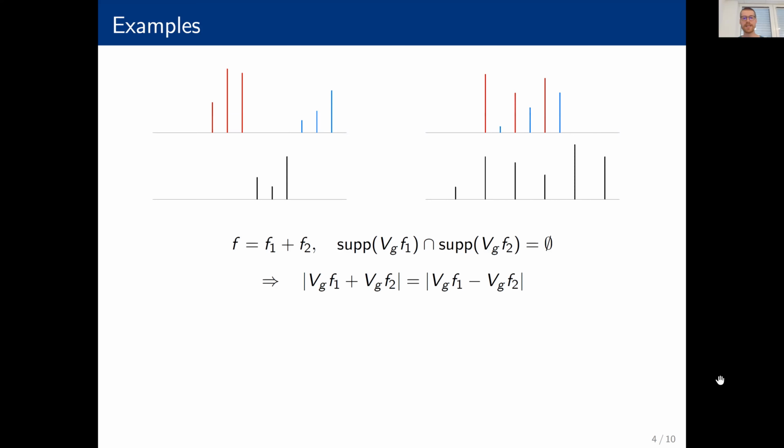So again, we basically have the same situation as before. We have a red and a blue part, and no entry from the red part can ever be measured simultaneously with any entry of the blue part. So this is exactly the same situation of the decomposition into a signal f1 plus a signal f2.